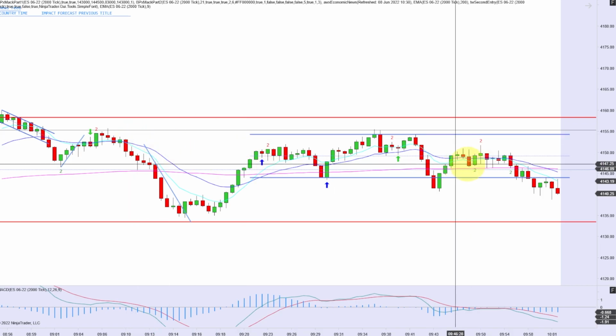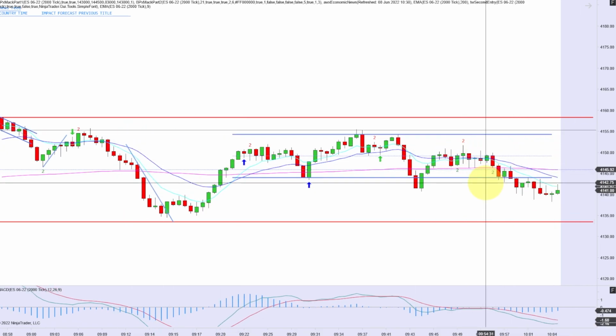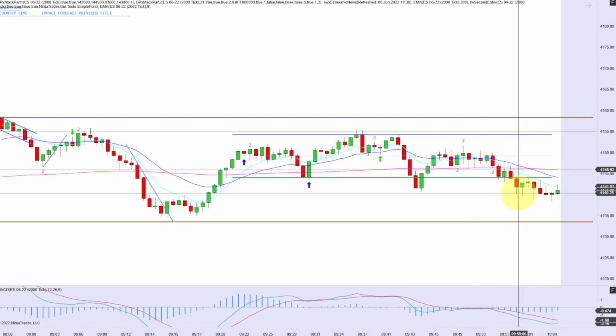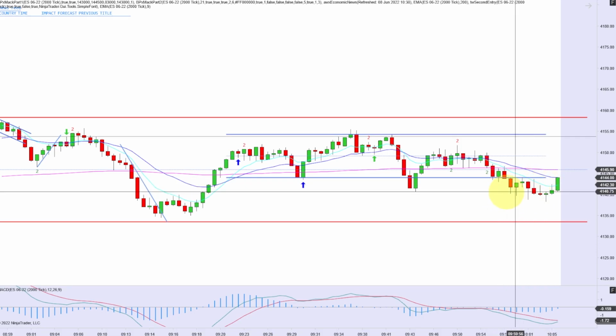I mean, you'd technically still be red for the day, and that does a lot on the psyche. So these days are really hard to trade. As prices chop down, you see these stems to the low side, these stems to the high side. I'm very hesitant to trade any of this.